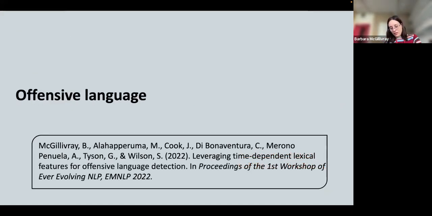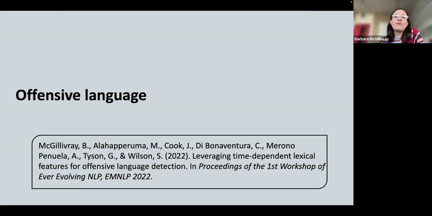The last project I'm going to show you is a next evolution of this idea of understanding semantic change. It's a paper that I published last year, where I had this idea: can we actually use semantic change awareness to help us do a task that people normally don't look at in a time-sensitive way? Offensive language detection is a very important task in natural language processing, because it allows us to automatically find language that is offensive, and therefore provide more online safety to users. So it's a very, very important task.